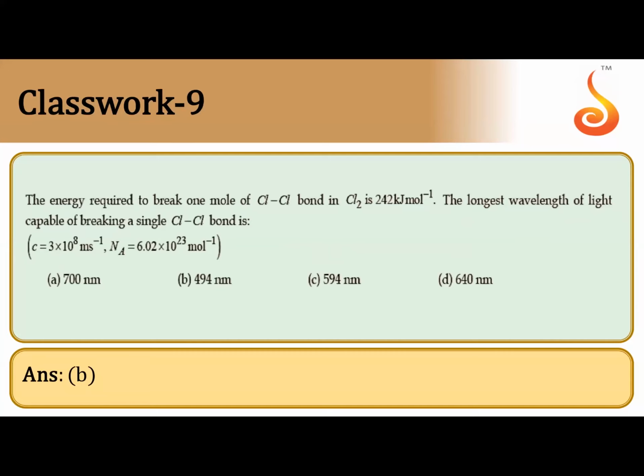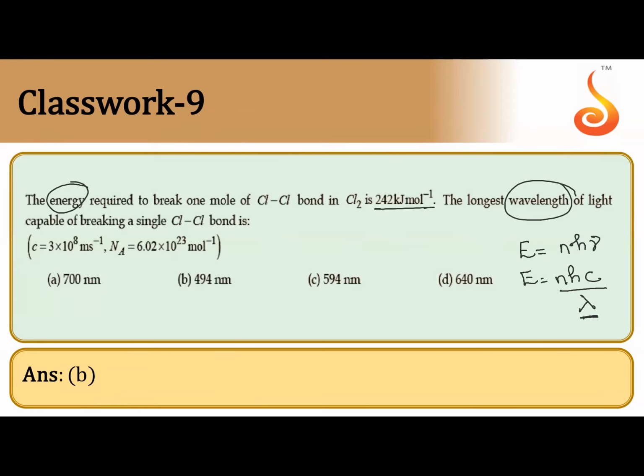Question 9. We have the energy required to break 1 mole of Cl-Cl bond. Some energy we have, and that's this much. And they are giving the wavelength of breaking this bond. What is the relation between energy and wavelength? For the energy relation we have to go to wave theory, that is E equals h nu, Planck's theory. So E equals h c by lambda.